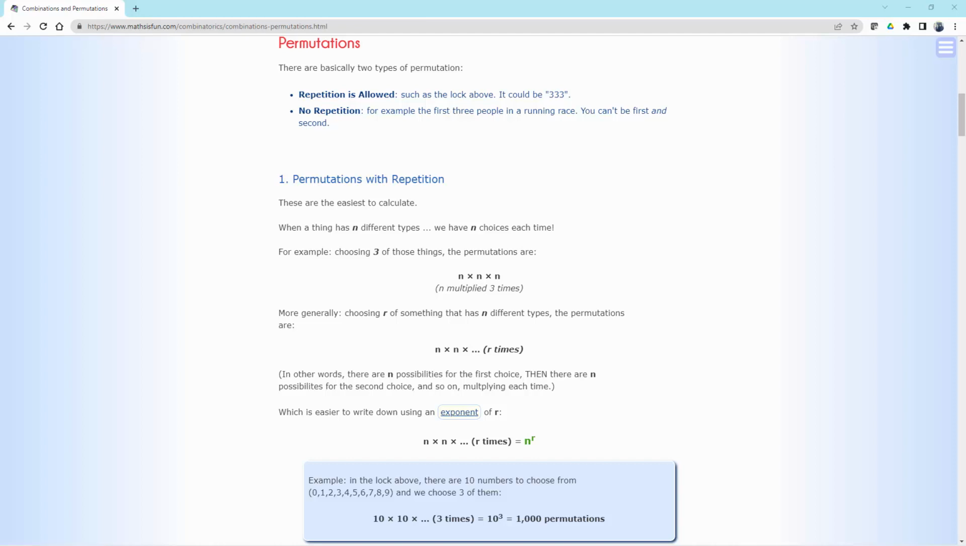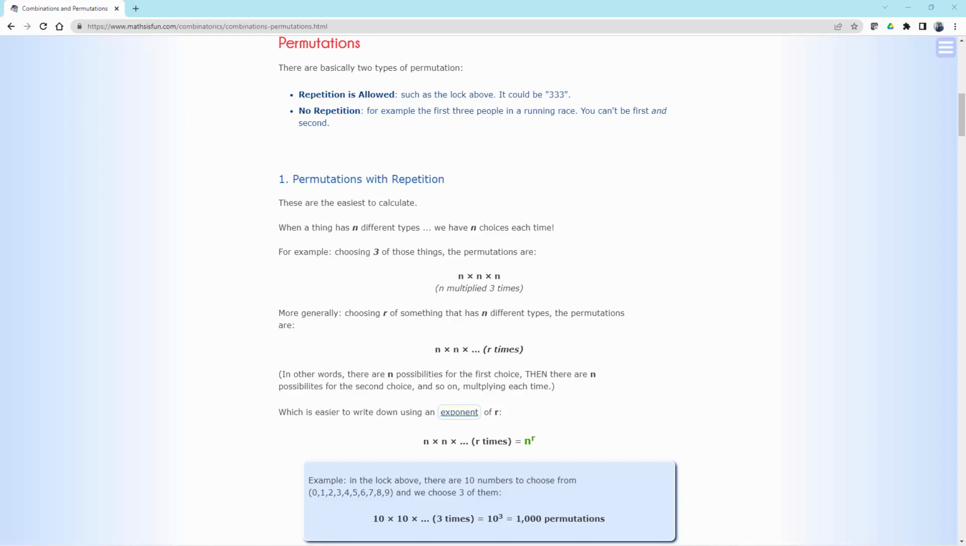Now, what makes it a permutation is that the order is important. For example, if I have a combination that unlocks the lock of 1, 2, 3, it's different than if the combination was 3, 2, 1. Yes, there's still a 1, a 2, and a 3, but the order of those numbers is important. So when we have that order being important, we have the permutation. And in the case that I'm bringing up with the numbers, we have a permutation where repetition is allowed.